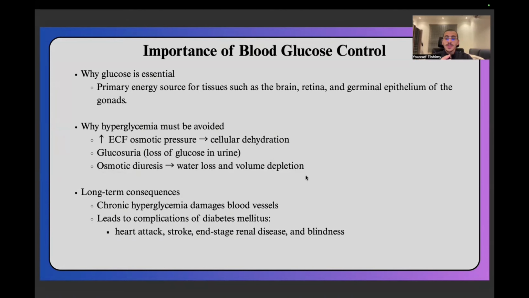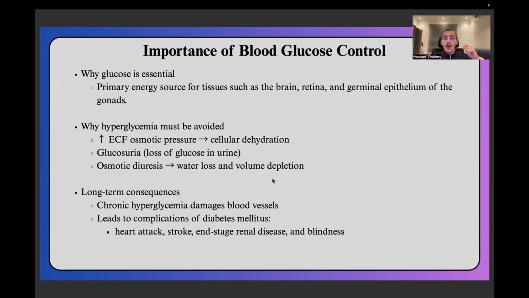So there has to be enough glucose in the body in order for these tissues to survive. But there has to be always a balance between insulin and glucagon because you need to maintain the blood glucose. Whenever it's low, it's not good. Whenever it's high, it's not good.